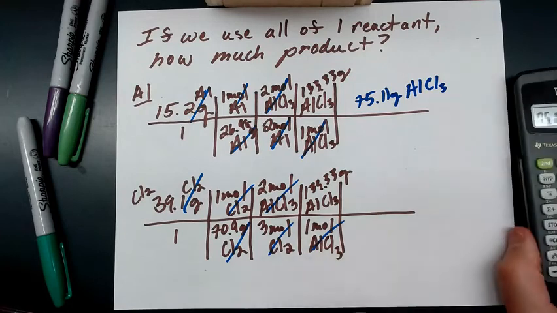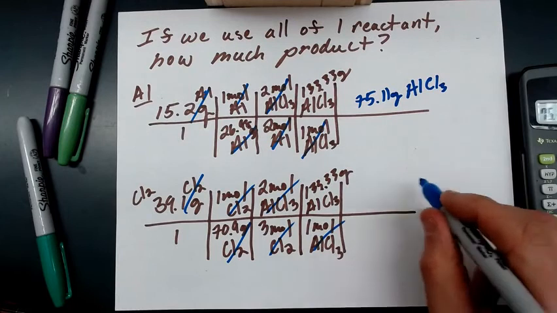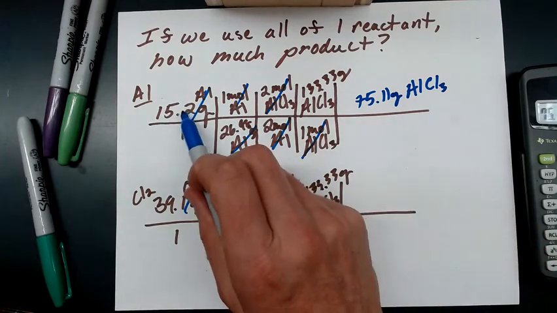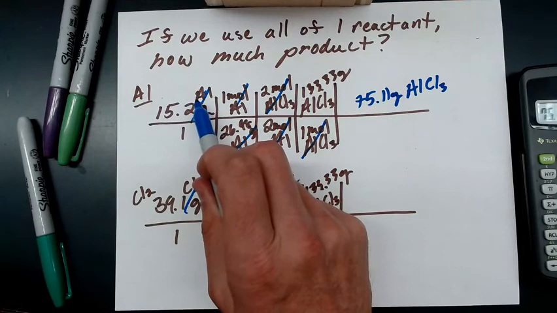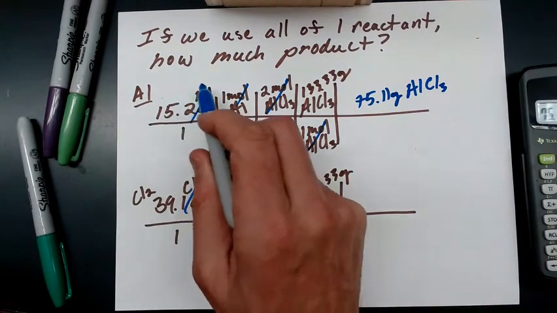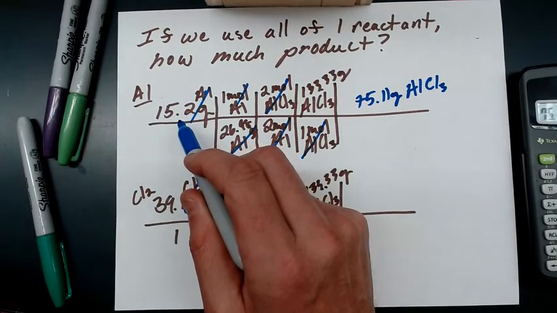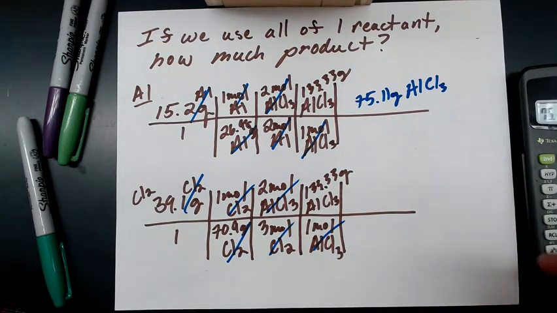Now, let's see this next number. Remember, we said earlier that chlorine is our limiting reagent, so what I should make here is less product. Why? Because we're assuming that I can use all the aluminum, but we just said in the previous one that aluminum was in excess. To use all this aluminum, I would have to use more chlorine than I actually have. So there's no way I'm going to make that number, and we'll see in a second.